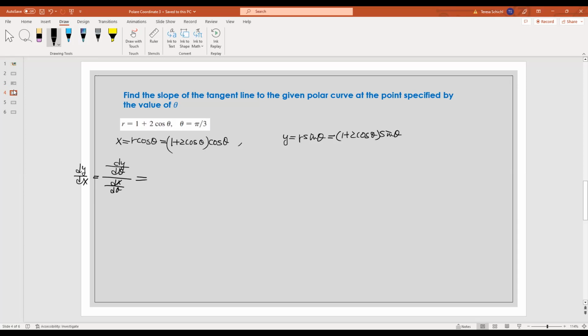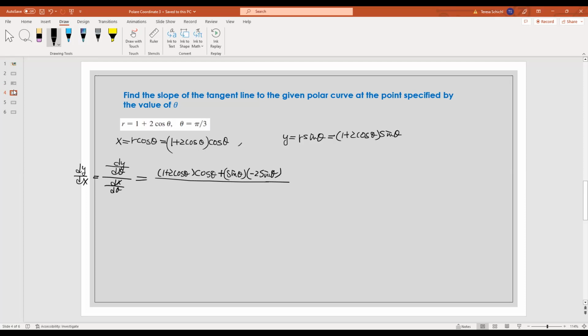Okay, so dy d theta. What rule do I need to use? I need to use the product rule, right? So I hold the first one, 1 plus 2 cosine theta, then the derivative of sine theta is cosine theta. Then plus, you hold the sine theta, then take the derivative of the first one. So 1 becomes 0, and 2 cosine becomes negative 2 sine theta. All right? Okay, so negative 2 sine theta.